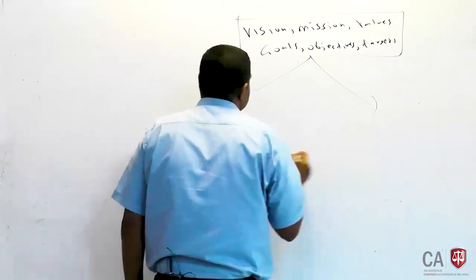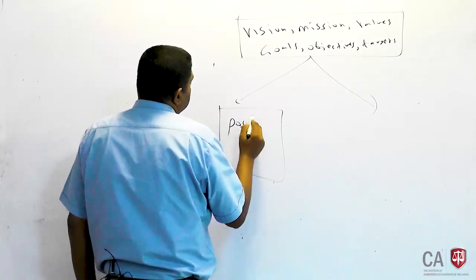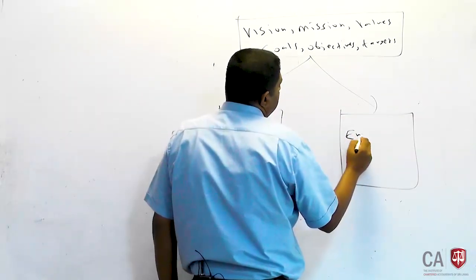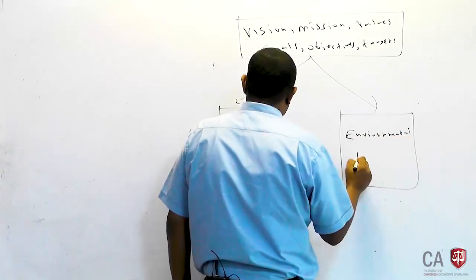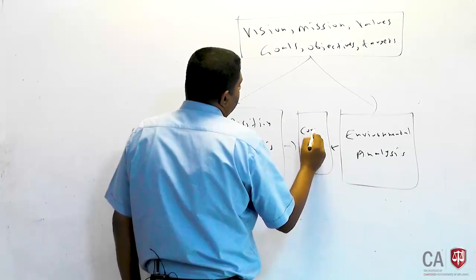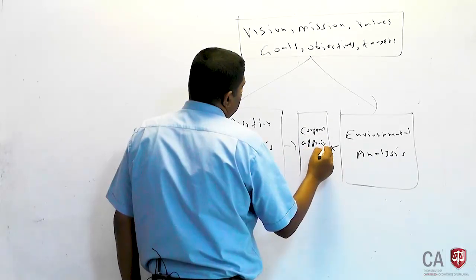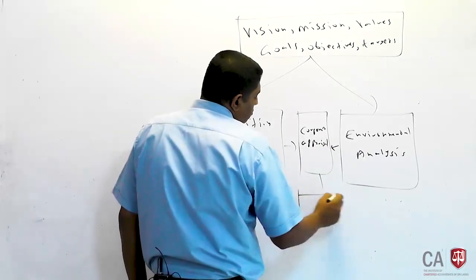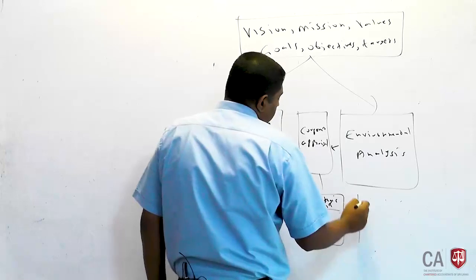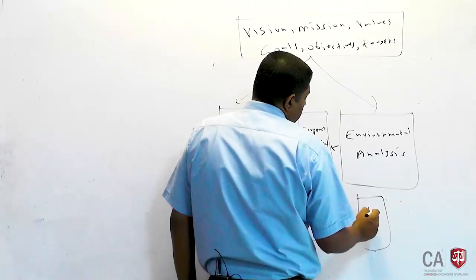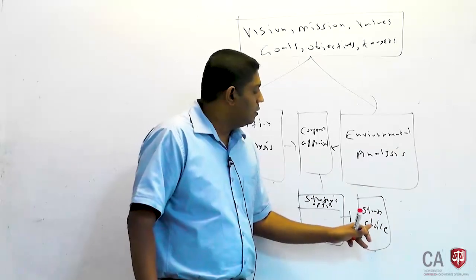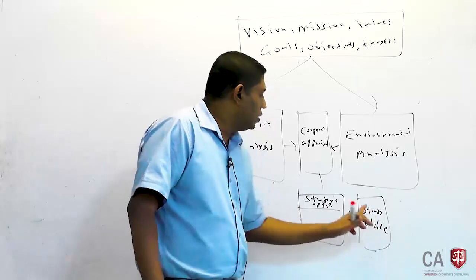Then we look at our environment, position analysis, that mainly looks at the internal environment, then environmental analysis, that looks at the external environment, then we combine the result through the corporate appraisal. Then we look at the strategic options and strategic choice. Here we try to identify the appropriate strategy. Here we try to evaluate them and identify the best strategy for the organization.